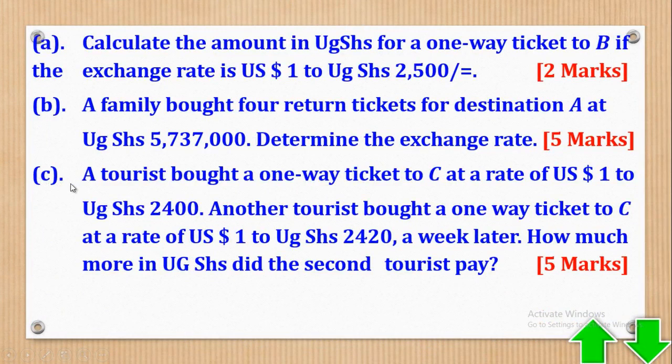Now part C says a tourist bought a one-way ticket to sea at a rate of $1 to Uganda shillings 2,400. Another tourist bought a one-way ticket to sea at a rate of $1 to Uganda shillings 2,420 a week later. How much more in Uganda shillings did the second tourist pay? So there are 2 exchange rates. One is 2,400, another one is 2,420. So let's see.